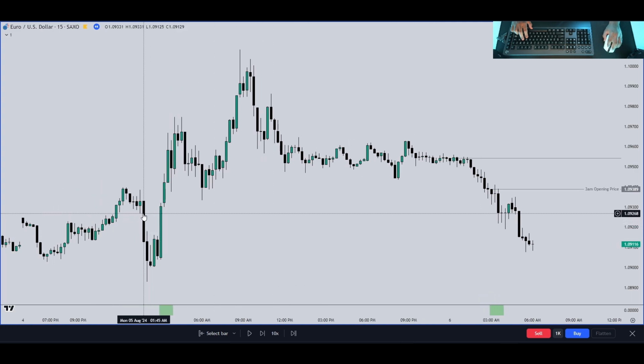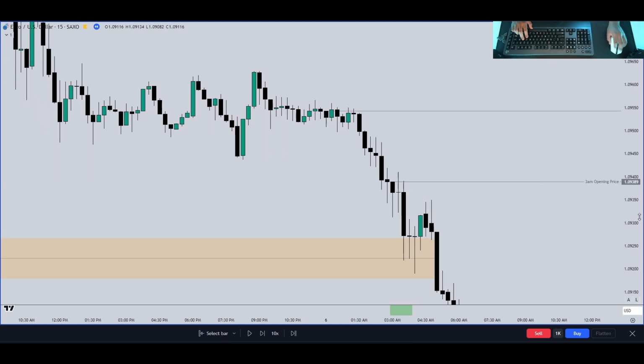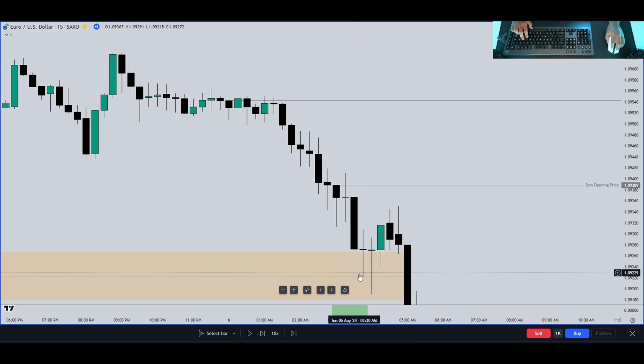And something else to note is we have an inverted fair value gap with a regular fair value gap here. So you have a single pass down, single pass up, treating this as a BPR. And if you draw that out, you can see here that price is respecting the consequent encroachment of that.